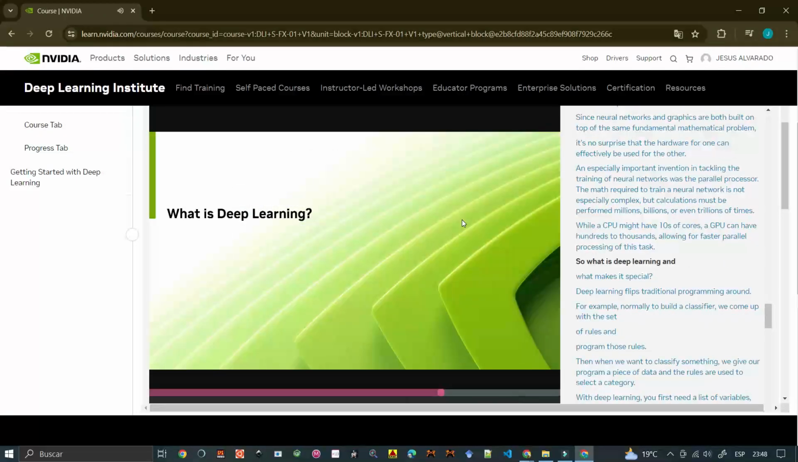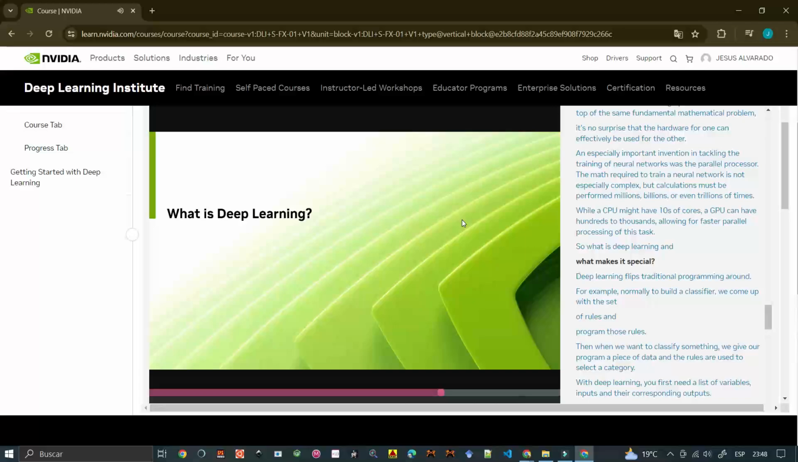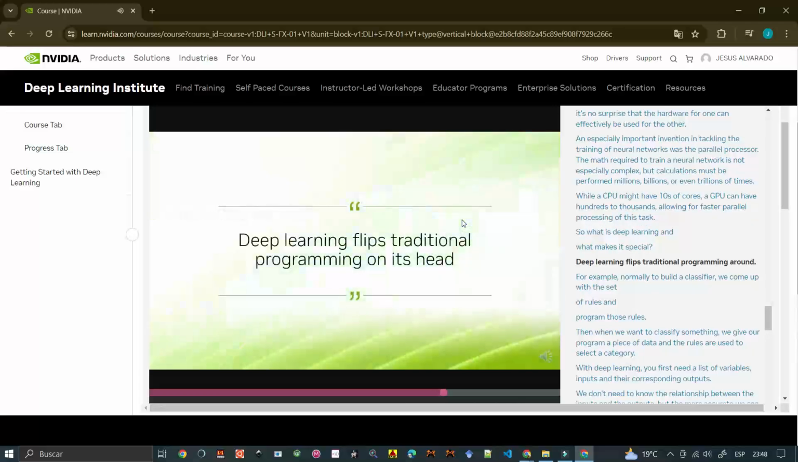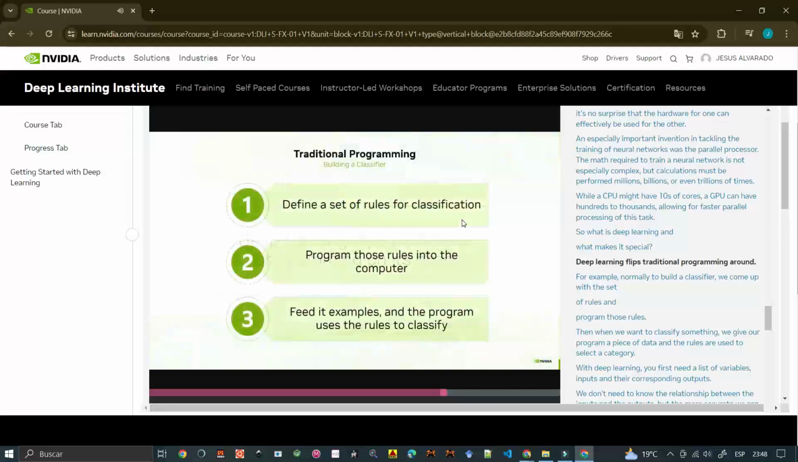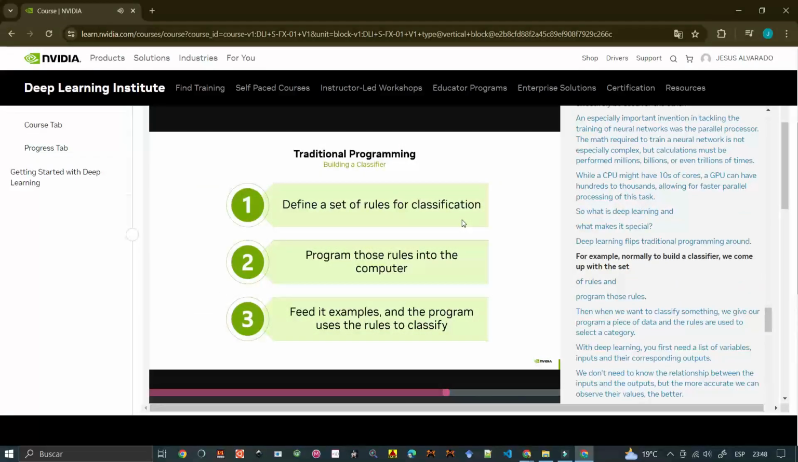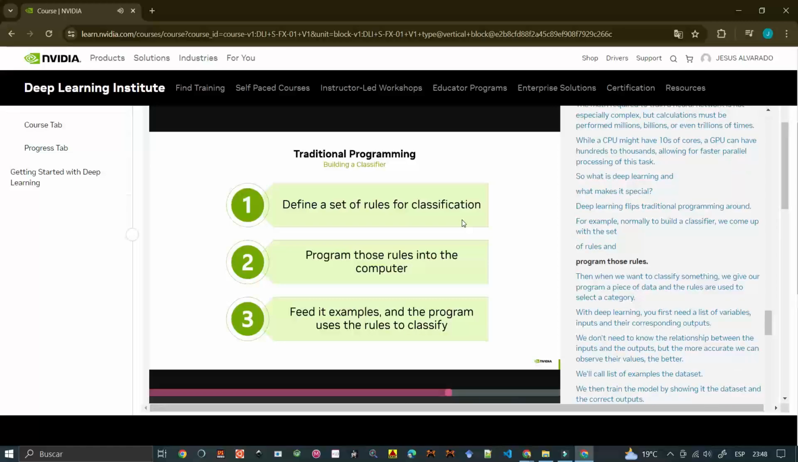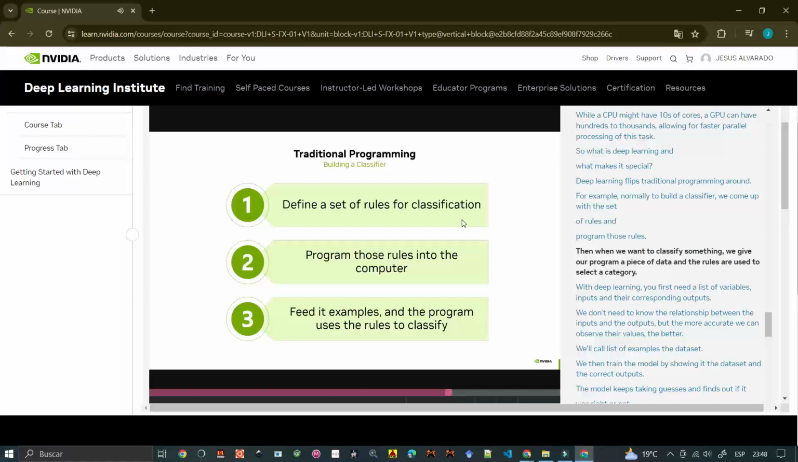So what is deep learning, and what makes it special? Deep learning flips traditional programming around. For example, normally to build a classifier, we come up with a set of rules and program those rules. Then, when we want to classify something, we give our program a piece of data, and the rules are used to select a category.